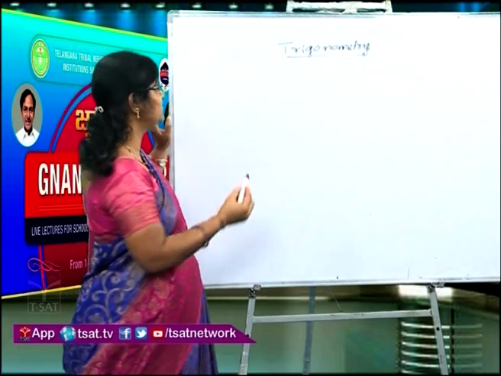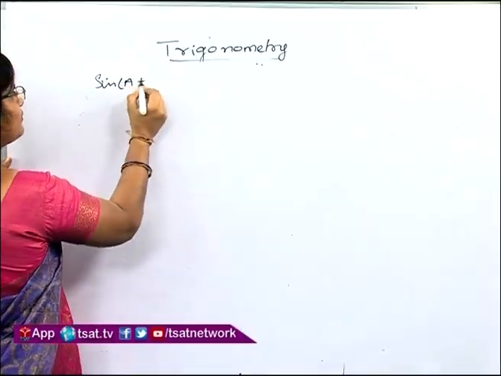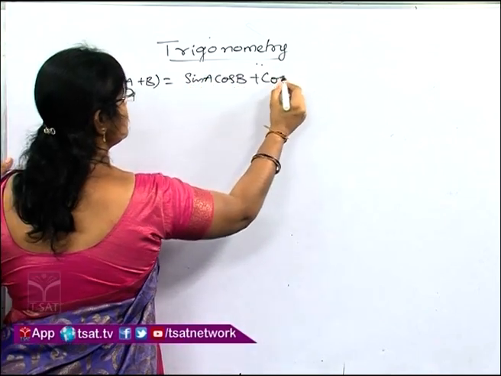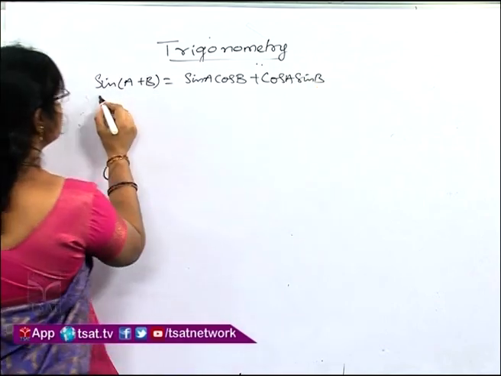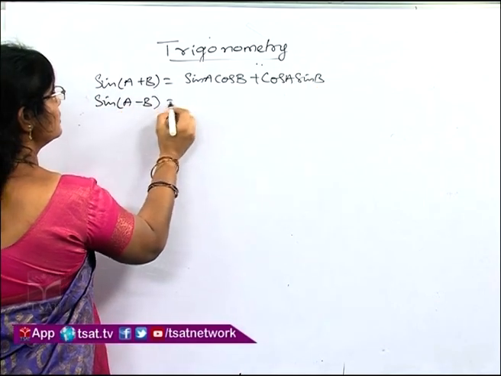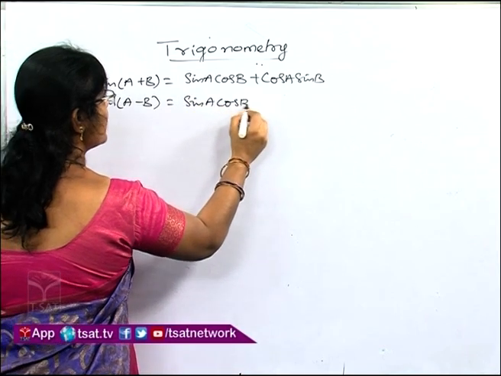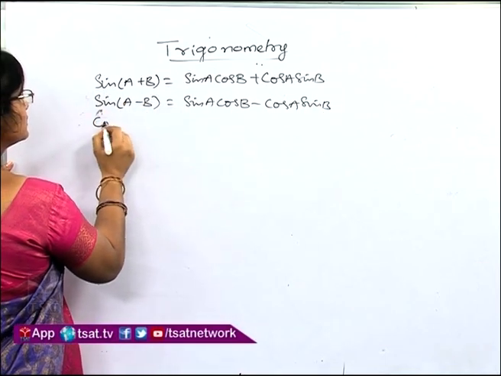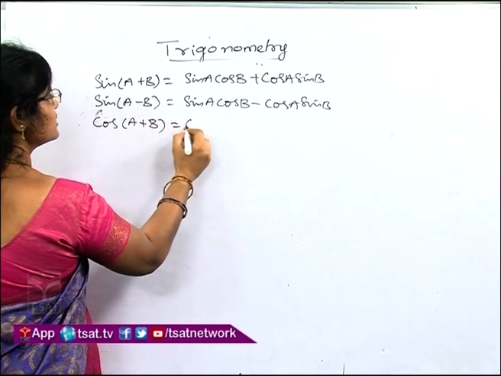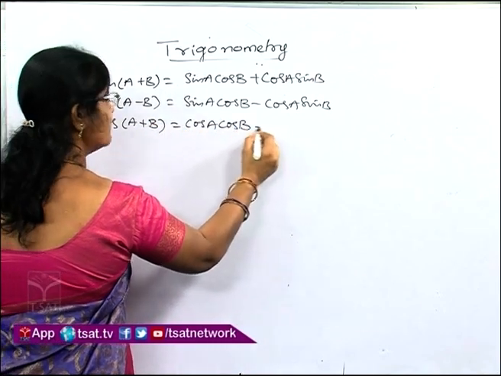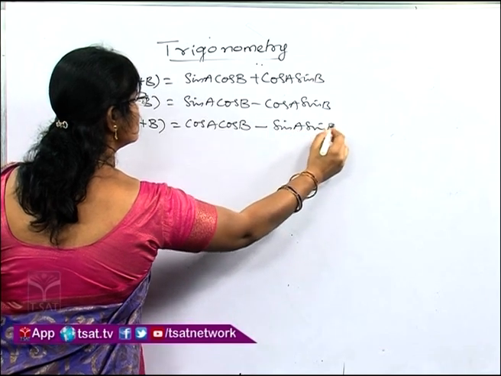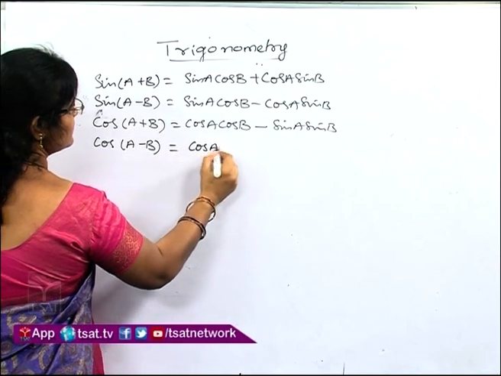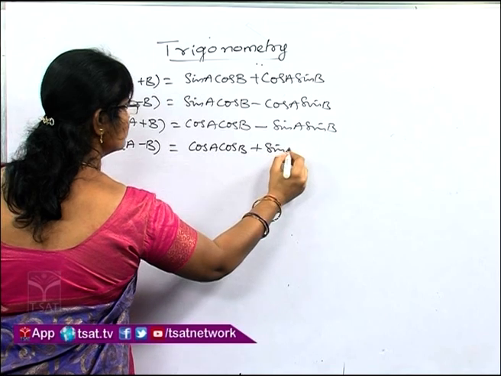Sine of a plus b, we can write sin a cos b plus cos a sin b, and sine of a minus b, sin a cos b minus cos a sin b. Next, cos of a plus b, cos a cos b minus sin a sin b, and cos of a minus b, cos a cos b plus sin a sin b.